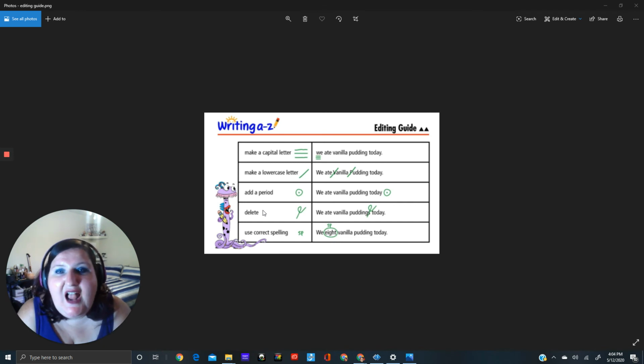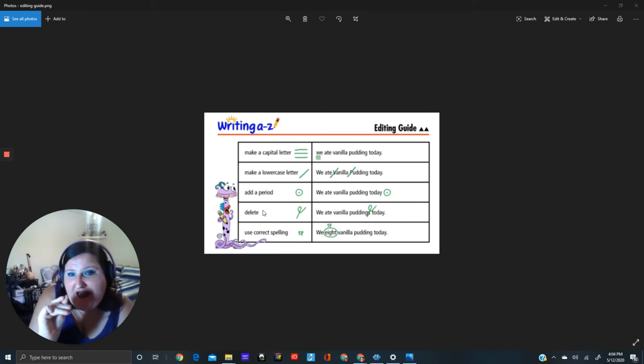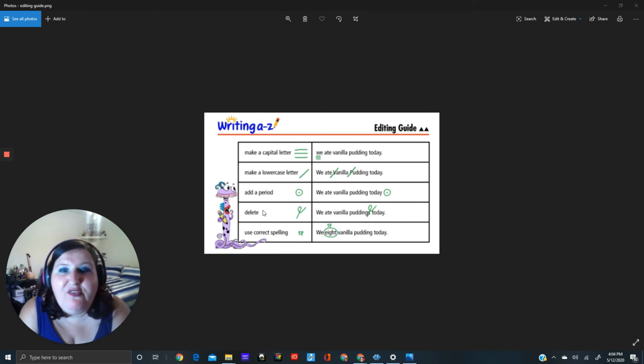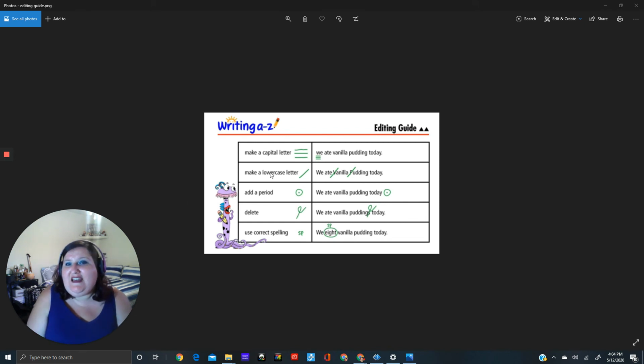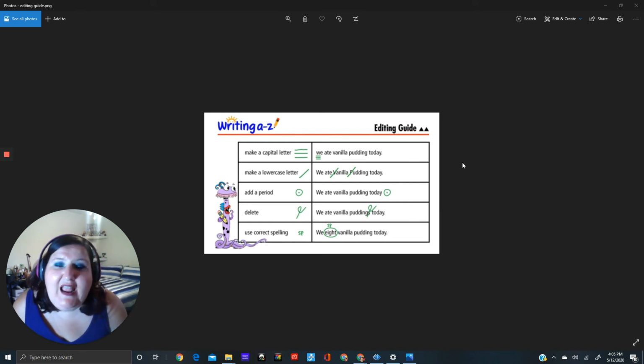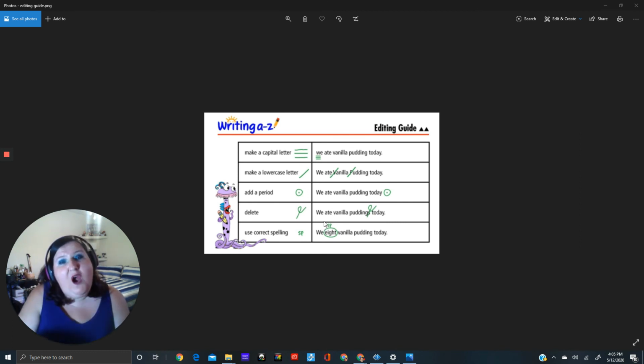And finally, a circle with the SP initials means that you spelled the word wrong and you need to go back and fix it. So we will be using this editing guide when we look at my own writing. I want you to use this editing guide and go through your own writing and see what needs to be fixed. Or have a parent sit down with you with this editing guide and go through it together and find any mistakes that need to be fixed.